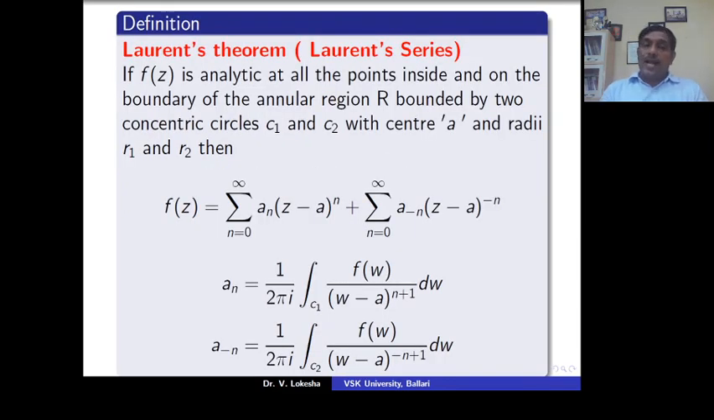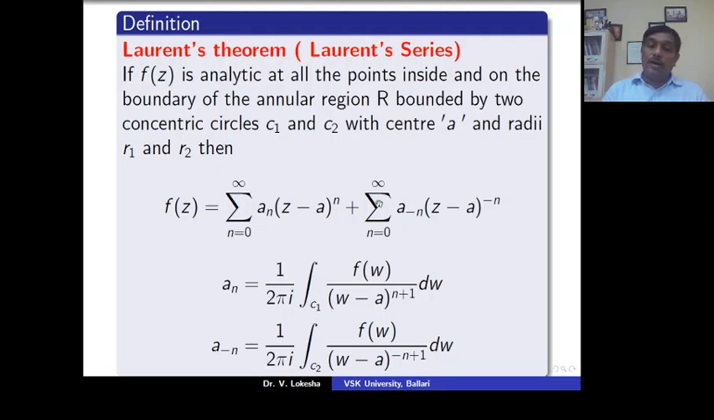You know the Laurent series expansion: if f(z) is analytic at all points inside and on the boundary of the annular region bounded by two concentric circles C1 and C2 with center a and radii R1 and R2, then we can express f(z) as summation n from 0 to infinity a_n into (z minus a) to the power n plus summation n from 0 to infinity a_(minus n) into (z minus a) to the power of minus n.